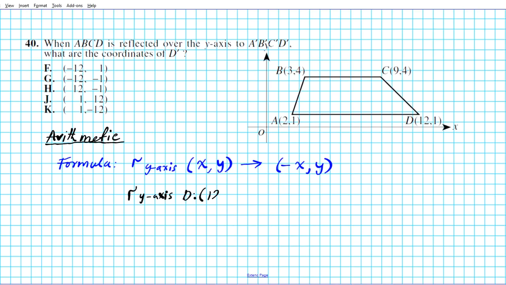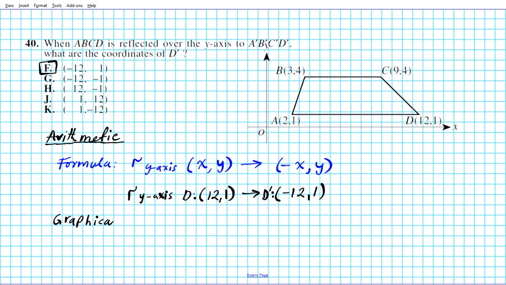(12, 1). So if we reflect this point about the y-axis, all we have to do is take the opposite of the x coordinate, which would take us to the image D prime, which would be (-12, 1). Answer is option letter, let's see, F. Bam. Okay? Now let's do this using our graphical or geometrical approach.